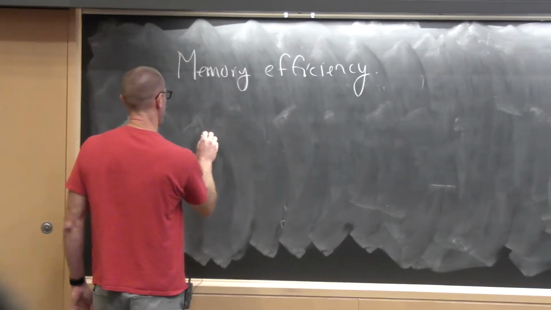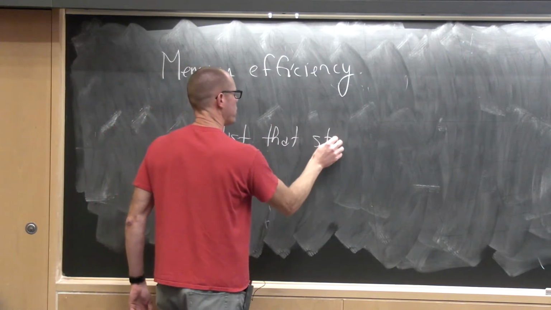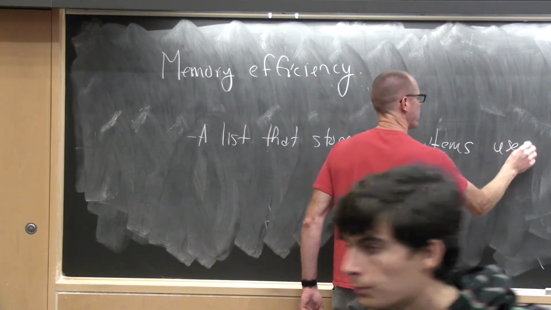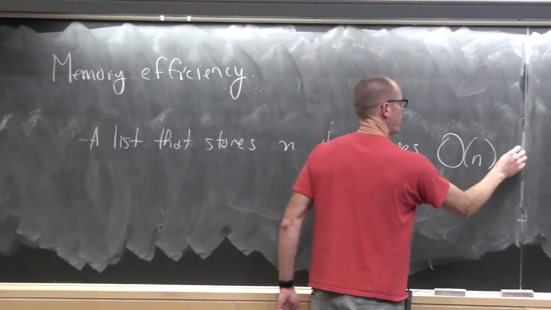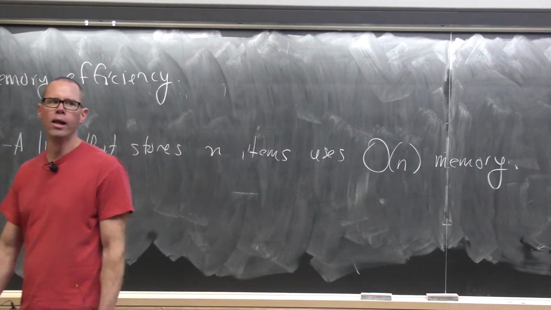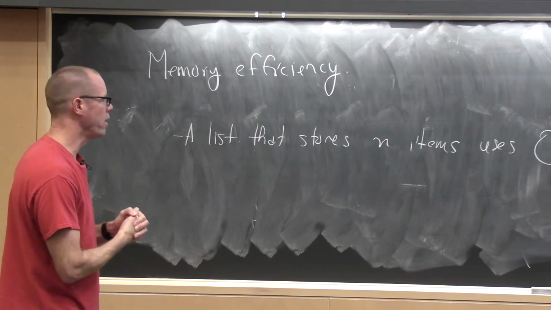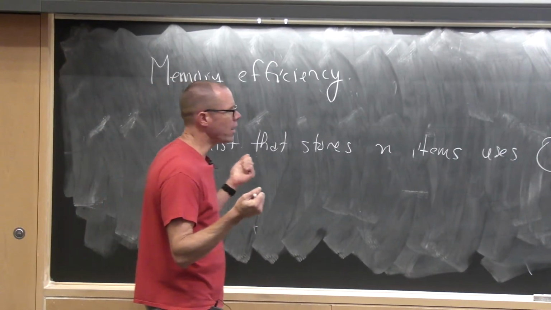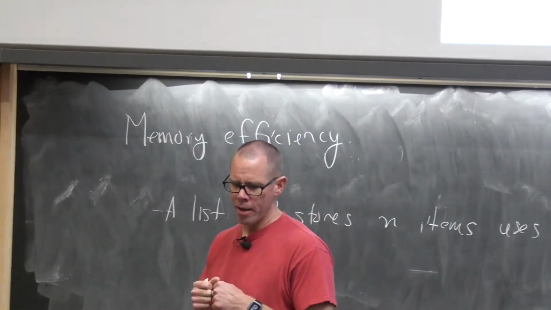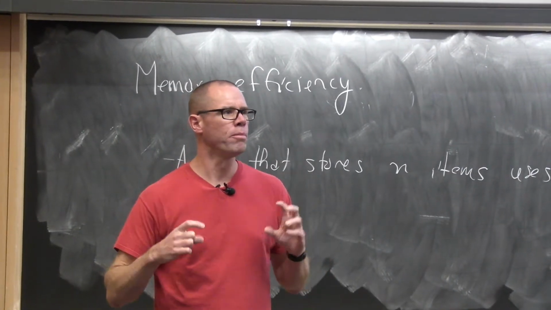A list that stores n items uses O of n memory. If we think about this for a little while, we'll realize that that's true of all the list implementations that we have studied. They've all been array-based, and they all use one or two arrays that are at most 3 times bigger than the number of items in the list.